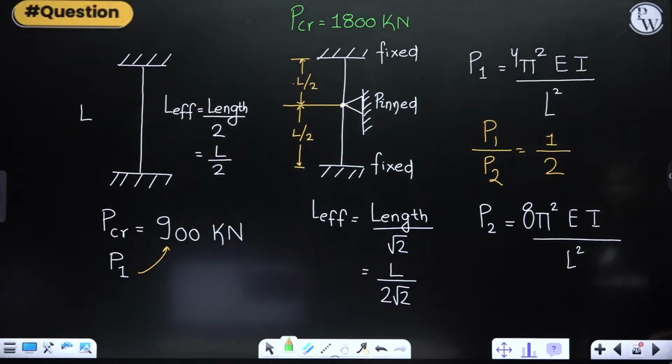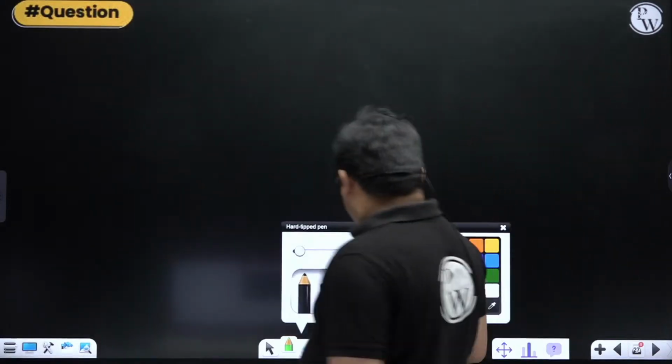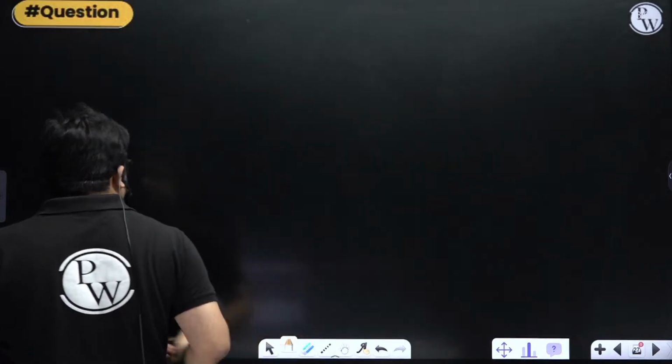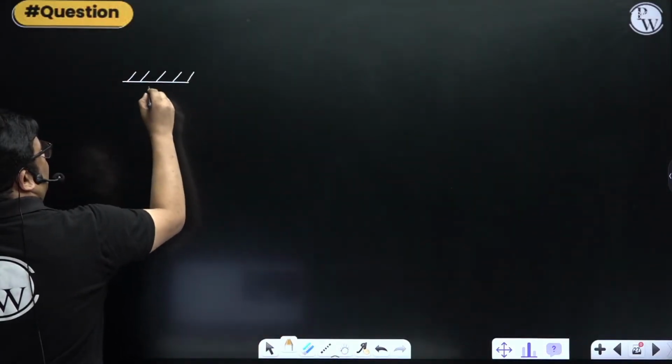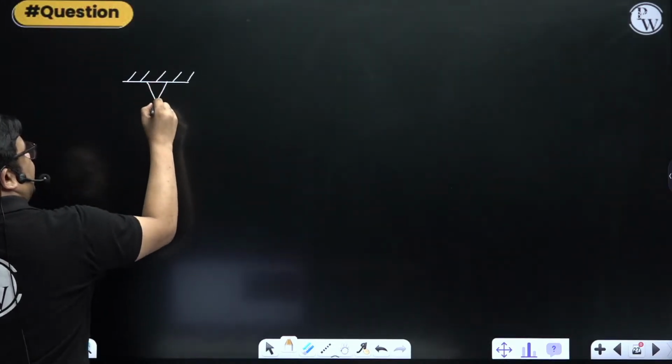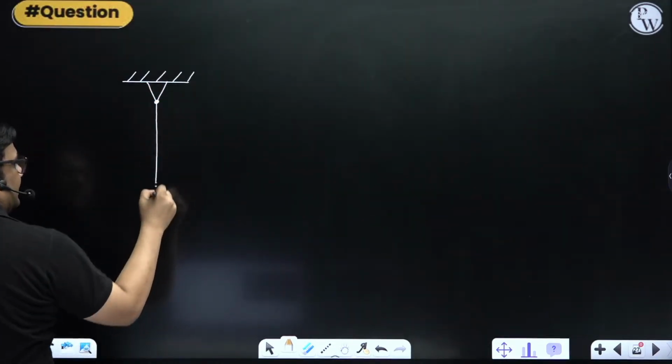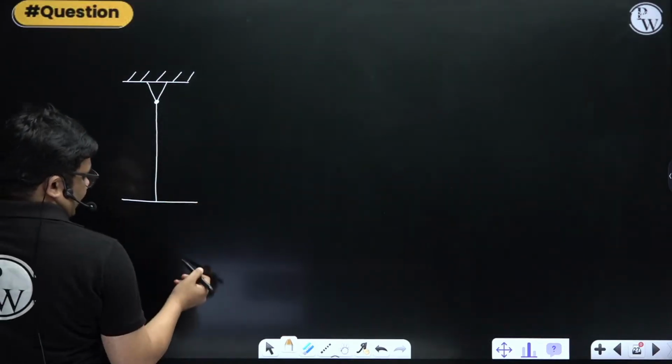Another question we will solve. Here, one end is pinned actually, and the other end was fixed.